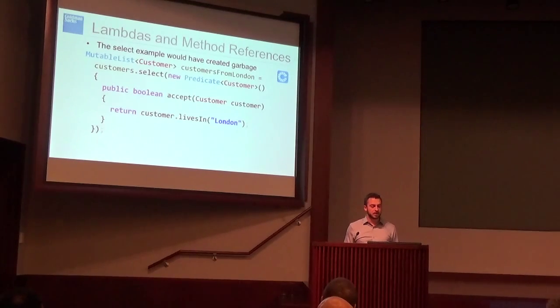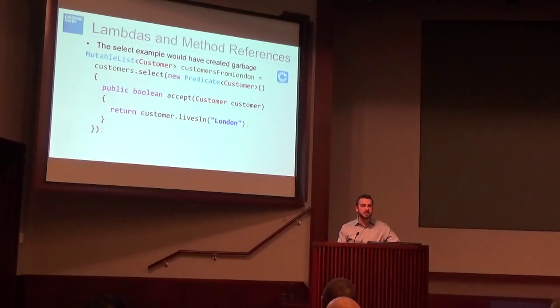So here, customers from London, you call select, you pass in a new predicate, this is the anonymous inner class syntax that we always used to use. And in this case, I have London as a constant here, but you have to imagine that it's in a variable or something. This is the thing I'd be closing over, the thing I'd have to make final or implicitly final. That's the city there. So I have to create a new predicate each time I have a different city. And so that is creating garbage. And so we wanted to avoid that garbage.